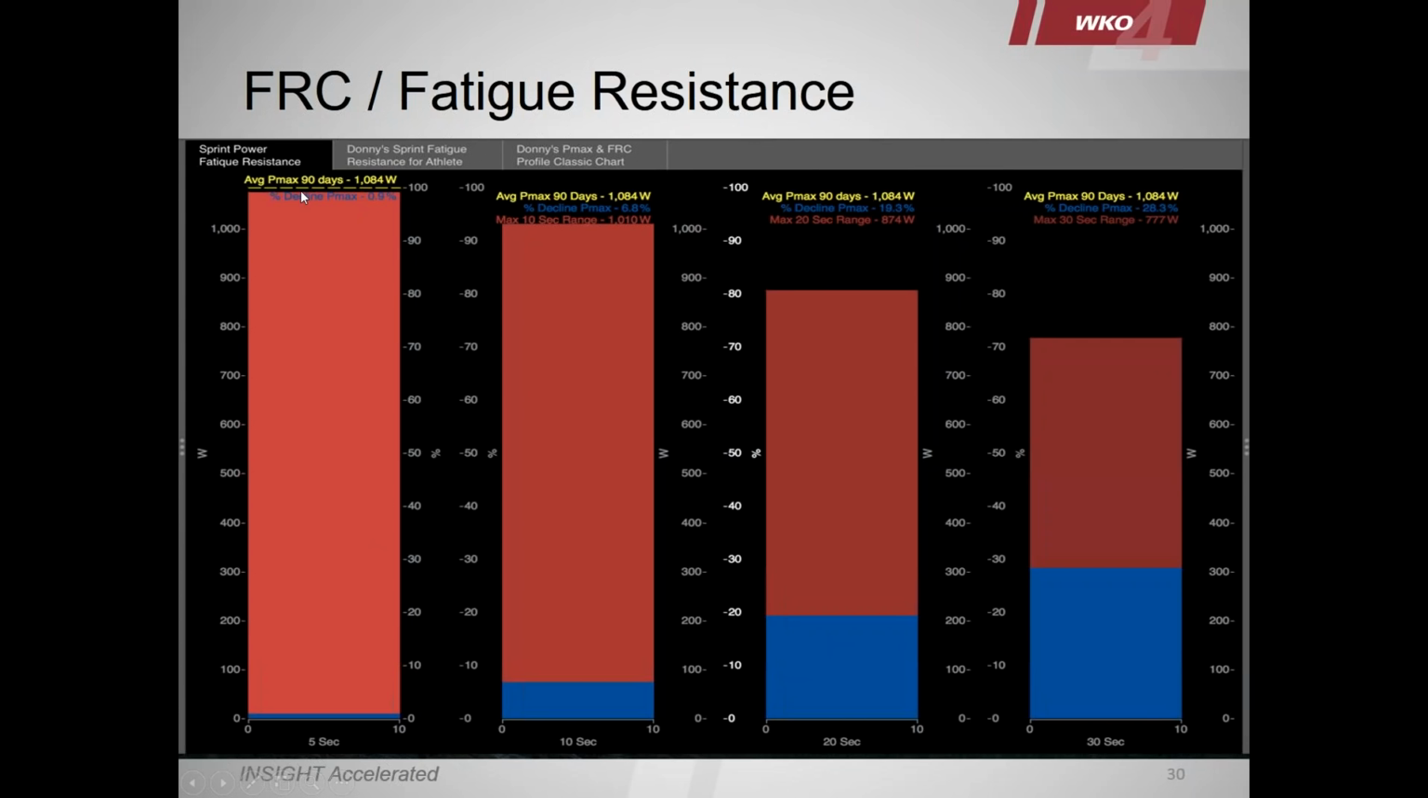So what this chart is doing is picking select times over the last 90 days time range. So this is 5 second, 10 second, 20 second, 30 seconds. So I'm looking really at a blend that should say Pmax FRC.